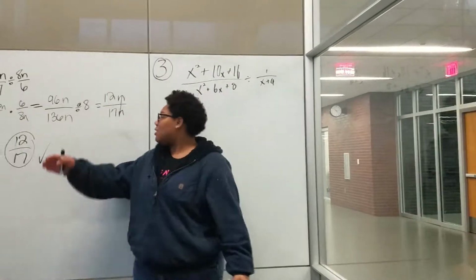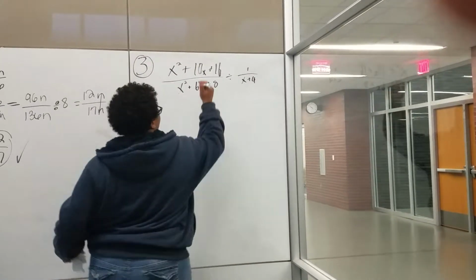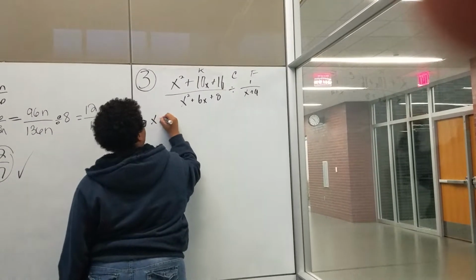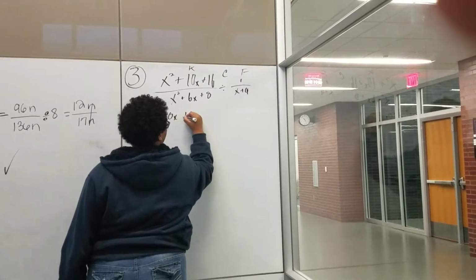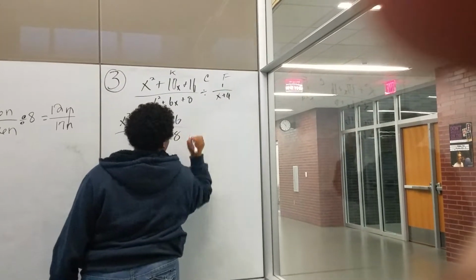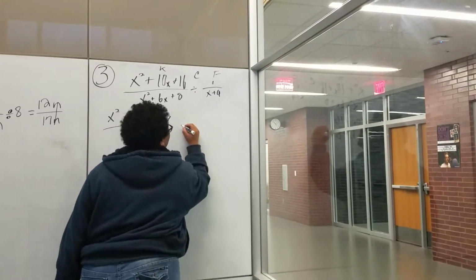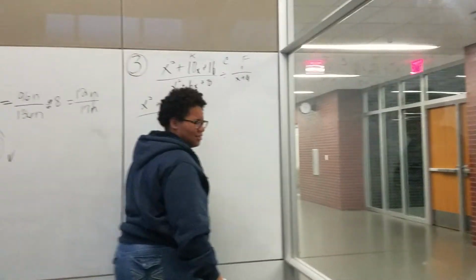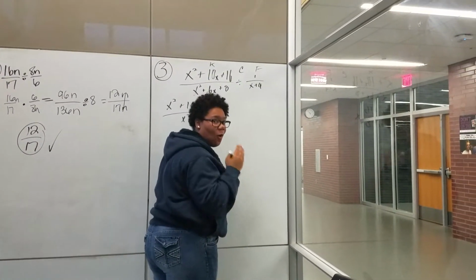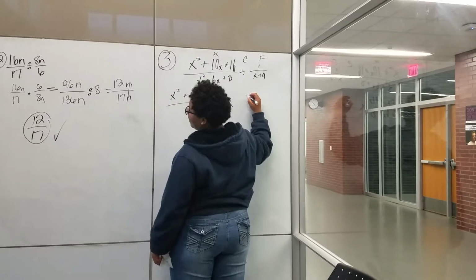So, as we saw in this one, because it's dividing, it's still multiplying. So what we do is keep, change, flip. Okay, so x squared plus 10x plus 16 over x squared plus 6x plus 8. We keep that. And then we change the division sign to a multiplication sign. And then we flip this.